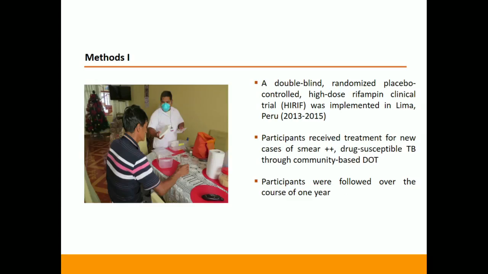So what we did was a sub-analysis of data from a double-blind randomized placebo-controlled high-dose rifampin clinical trial, which is called HIREF, that was implemented in Lima between 2013 and 2015. Inclusion criteria for participating in the study included being smear positive, drug susceptible for tuberculosis, and receiving community-based DOT. And the participants were followed up for the course of 1 year.